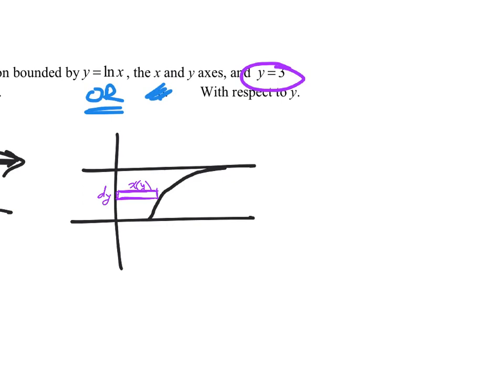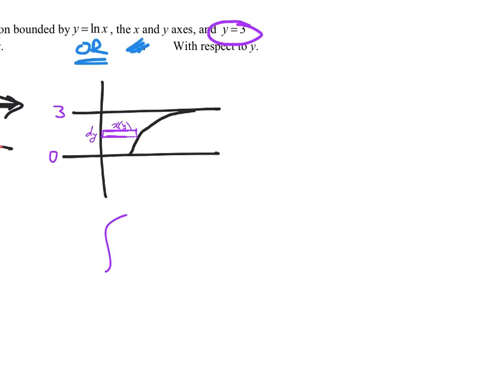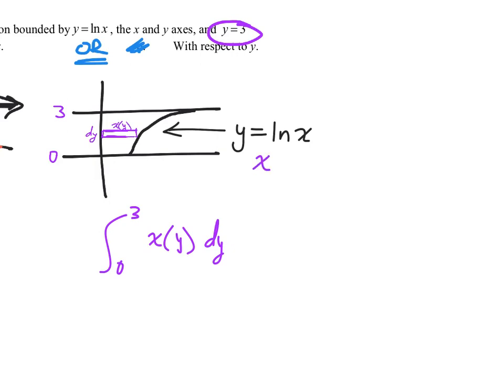This goes from 0 to 3. So my general form for this area would be, on the interval of 0 to 3, I'm looking at the integral of x of y dy. Now just going back to this function here, y as a function of x, ln of x. I need it solved for x in terms of y. What's x equal to?